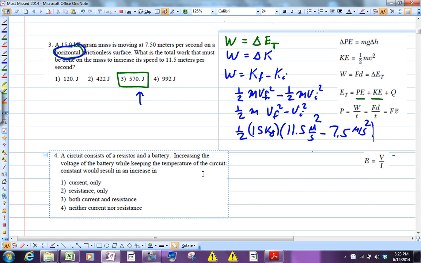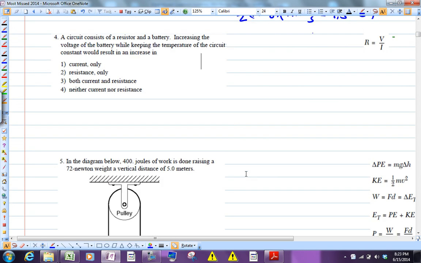Question 4 is 1. Now, I think when people see this temperature, they think the question's more complicated than it is. The fact that the temperature stays the same is just letting you know that the resistance stays the same. The warmer it is, the higher the resistance, but this is just a straight Ohm's law question.